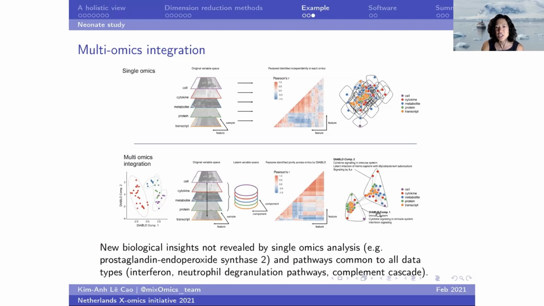And what we found is that each component identified by the method, by Diablo, and the features that were selected in those components focused on very specific pathways related to the immune system, as well as cytokine signaling. So we obtained new insights by doing this multi-omics integration. We identified specific genes that we hadn't found before, but we also found common pathway information that we had found in the single omics analysis. So a multi-omic analysis is going to complement the single omic analysis.